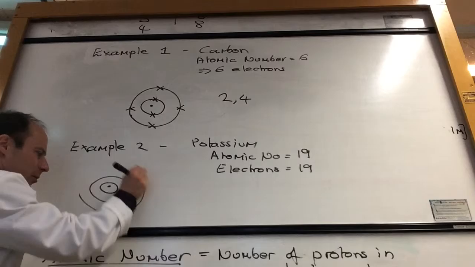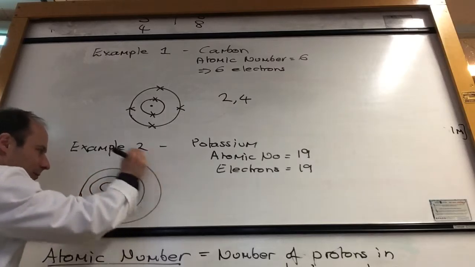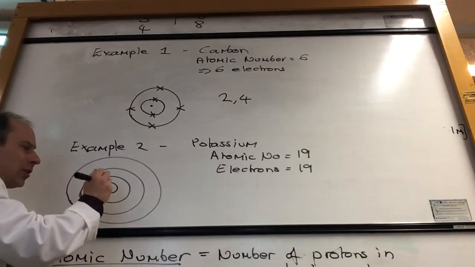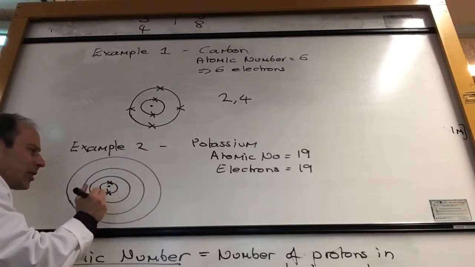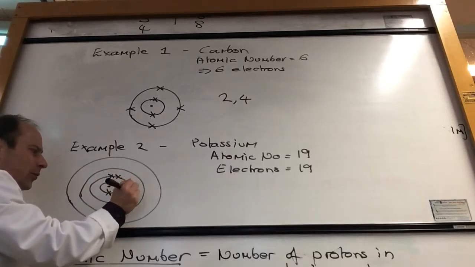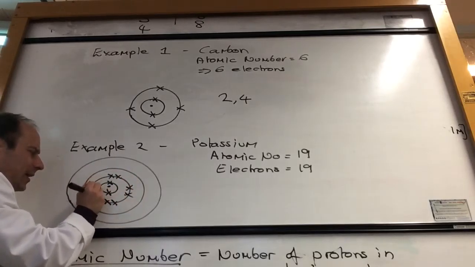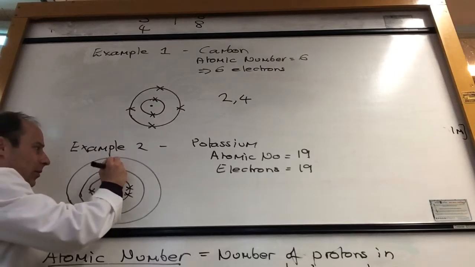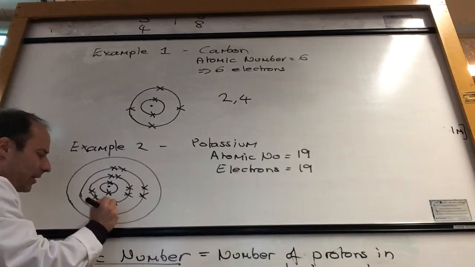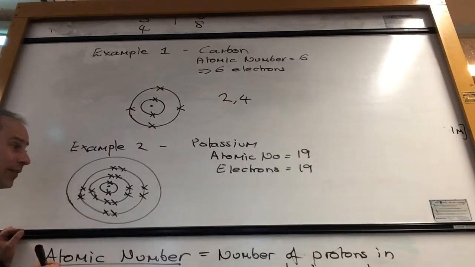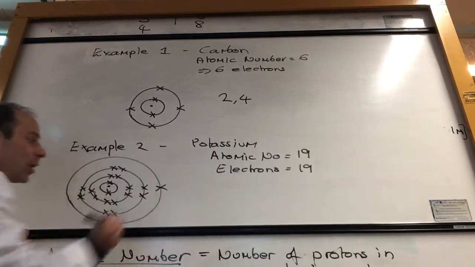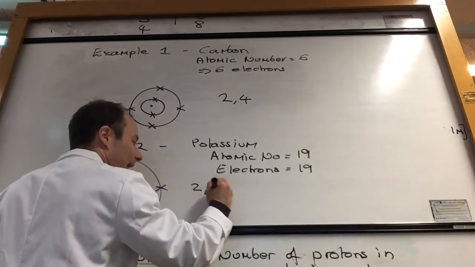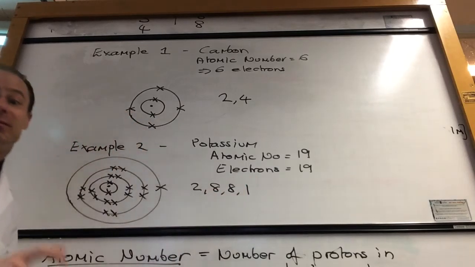Let's do my little shells. You'll notice my circles get really dodgy. How many electrons in my first shell? 2. How many in my second shell? 8. So 1, 2, 3, 4, 5, 6, 7, 8. That's 10. How many in my third shell? 1, 2, 3, 4, 5, 6, 7, 8. How many have I got left over? 1. So 1 in my final shell. Make it easy. 2, 8, 8, 1. Like so.